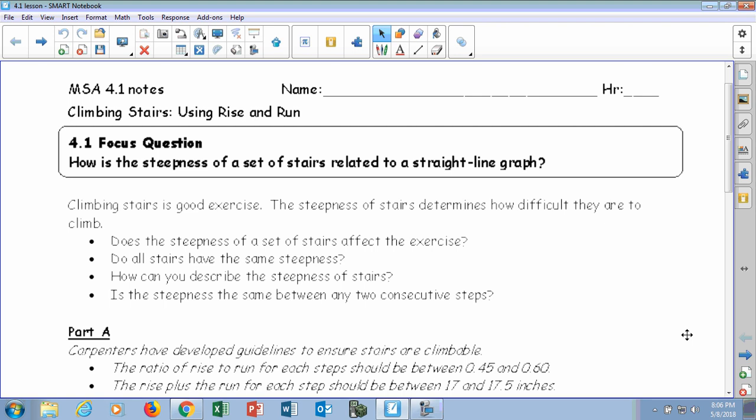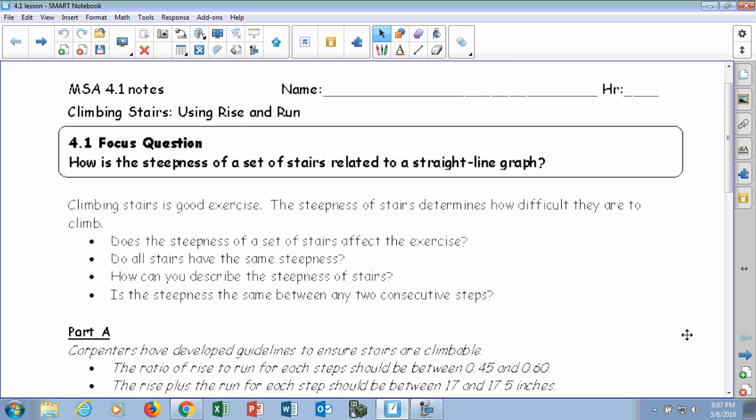It says, climbing stairs is a good exercise. The steepness of stairs determines how difficult they are to climb. So does the steepness of a set of stairs affect the exercise? And the answer there should be sure, right? Because the steeper the stairs, the more of a workout you're going to get. It's going to really work your leg muscles, and obviously if the stairs are less steep, it's not going to work your legs as much. So yeah, it'll affect your exercise.